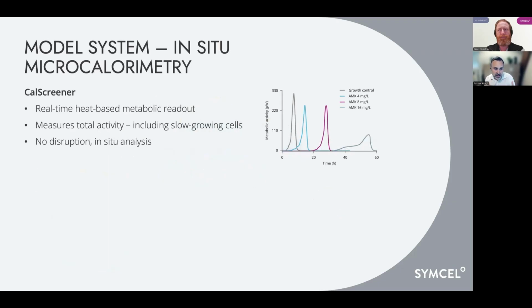So with microcalorimetry, you're able to measure a real-time output of the metabolism. So saying like, whatever's going on in my sample right now. And it measures the total metabolism. So you can also have slow growing cells, it doesn't have to be fast growing or anything. It will still be able to measure that metabolism. And we can do that without disturbing the sample. So we can keep everything in place and be able to see, if you add on a treatment, how this actually affects a sample.